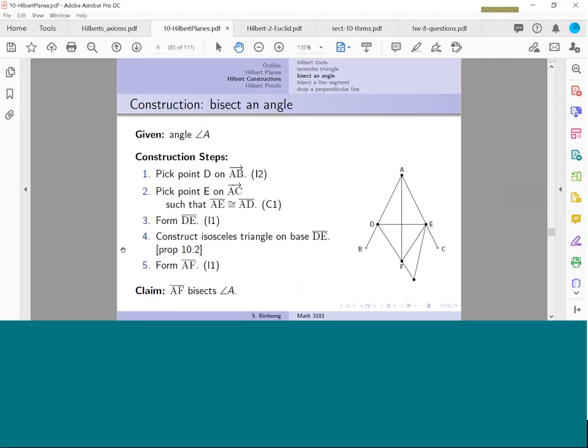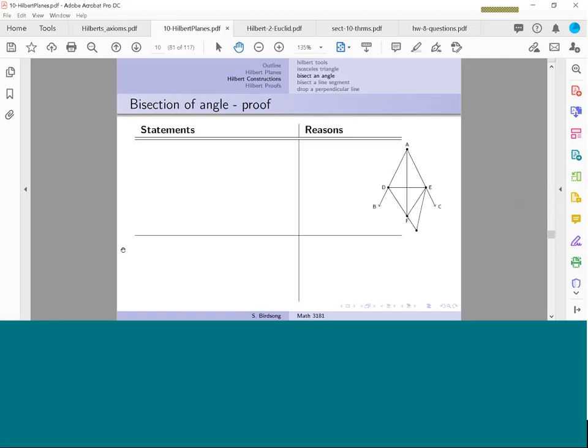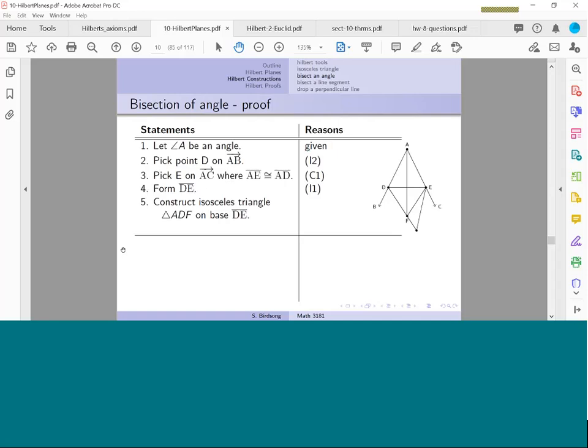All right, so let's see why it works. And if you have any questions, I'm going to keep the same picture and the same construction steps here. We're just going to add in the proof part. So putting it into a proof format, the first half of the proof is I'm just going to put in those same construction steps. So here we've got given our angle A.